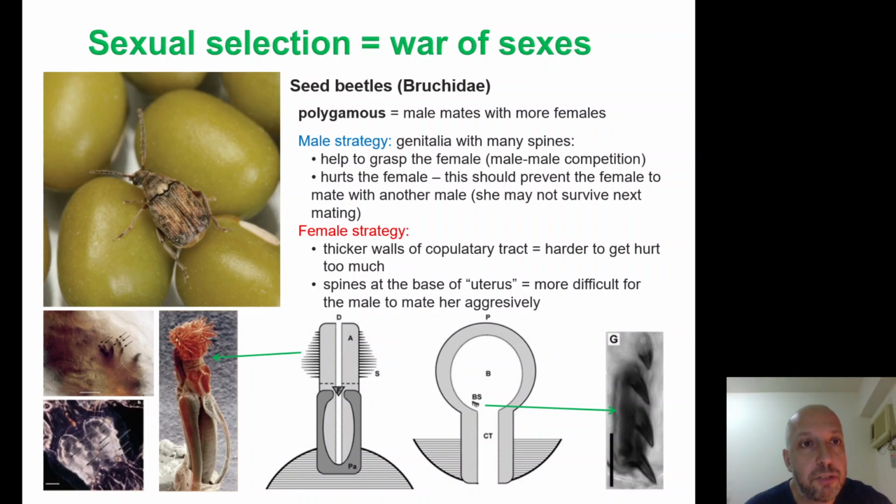So it's basically sexual selection. You can translate it in a very simplified way as something like a war of the sexes, right? So it's something like men against women, males against females. It was studied in many different animals, many different arthropods.